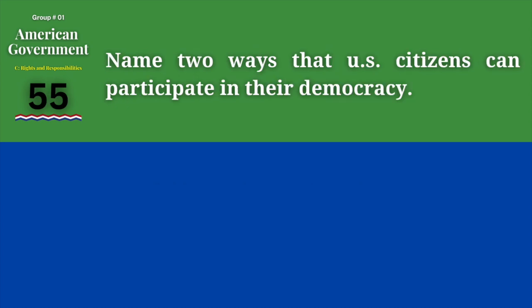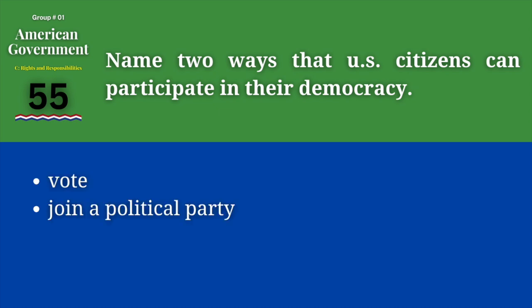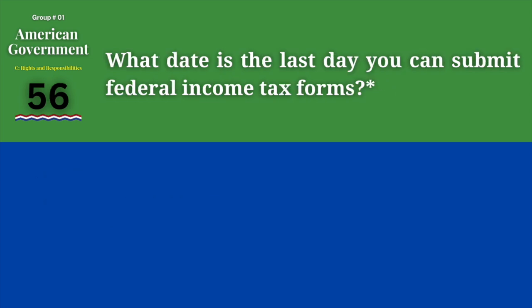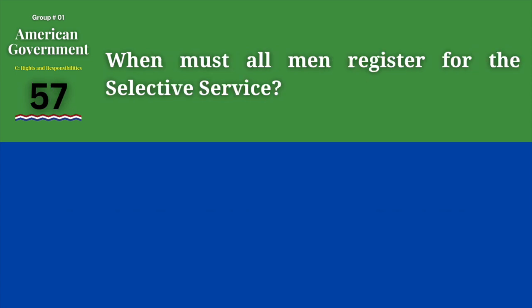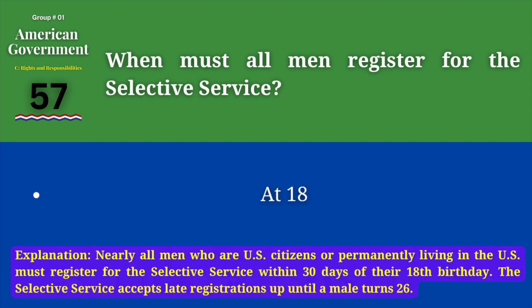Name two ways that U.S. citizens can participate in their democracy. Vote, join a political party. What date is the last day you can submit federal income tax forms? The date is typically on or around April 15th. When must all men register for the Selective Service? At 18.